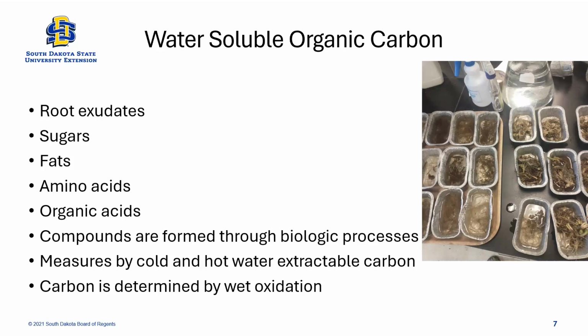But it's easily affected by management because all these chemicals are formed through biological processes. If your soil is biologically active, you will have more of these compounds. If your soil doesn't have a very active biological community, you will have less. And this is determined by wet oxidation. You just put the soil in water and shake it, remove the water, and then you use the same type of analyzer that's used to measure carbon content in lake or river water.